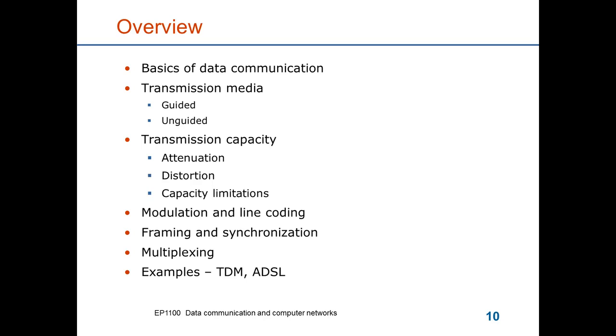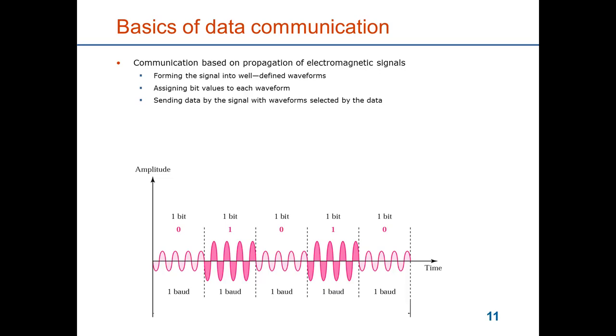The basics of data communication relies on propagation of electromagnetic signals. We take the signals and we form them into well-defined waveforms. The example below shows a sinusoidal wave that has two amplitudes, a lower amplitude and a higher amplitude. We can let these two amplitudes represent the bit value. So in this case, as you see, the low amplitude is a 0 and a high amplitude represents bit value 1. Then we send the data by modulating the waveform by the selected data.